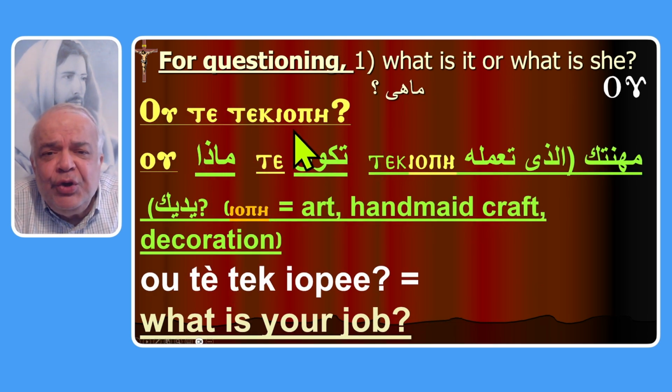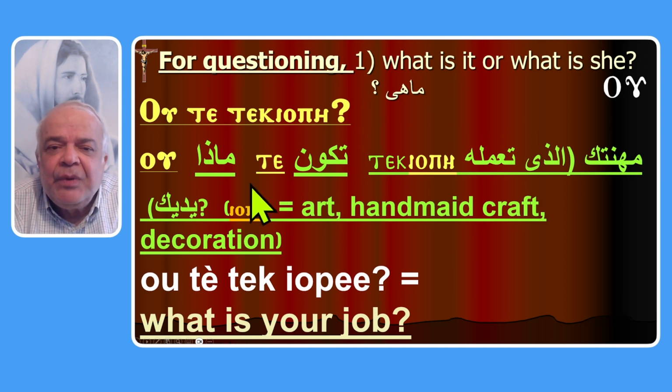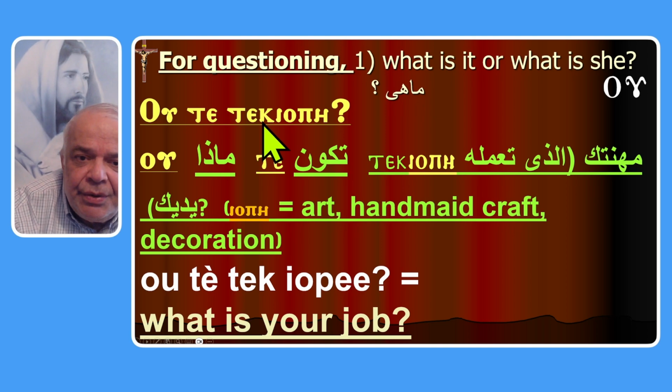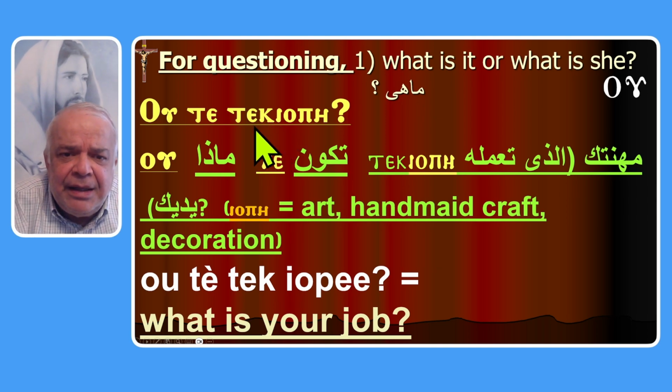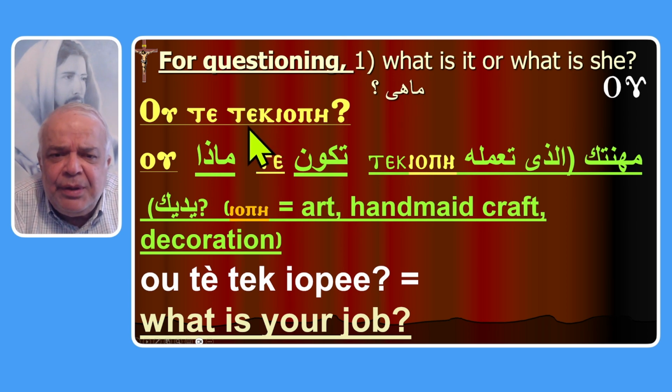O te tekiopi. O means what? Te, again, is the verb to be for feminine. That means the word yopi is feminine. So te is, the word is. Tek, your. We got the possessive articles before in a table, and we revise them every time we have a chance. Tek means your, and we start with it since the word yopi is feminine.